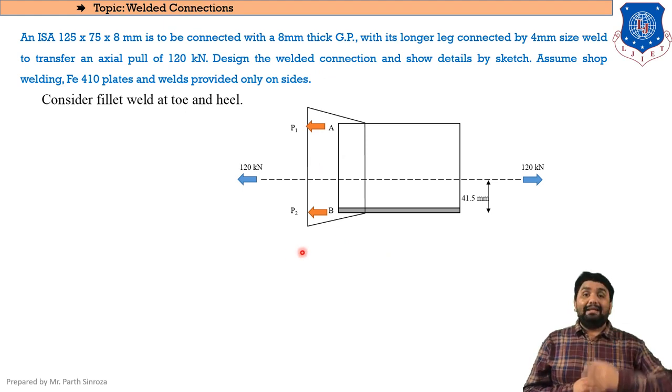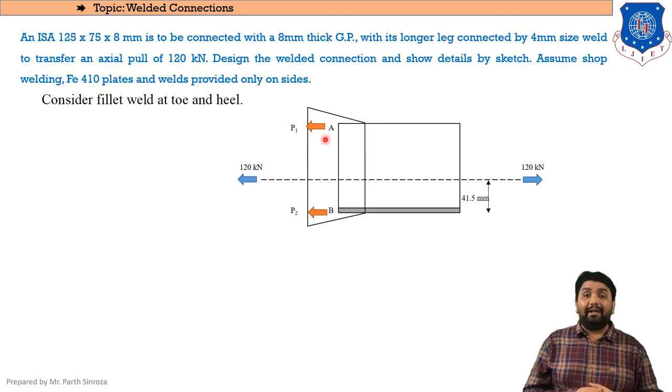Taking the upper side, we have assumed a point A, and the force acting at point A, we have considered to be P1. Pertaining to the bottom side, we have taken a point B, and the force pertaining to this point B, we have assumed to be P2. So we need to find these forces, P1 and P2.